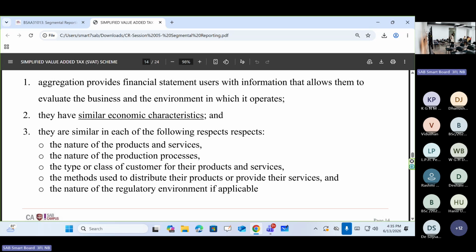Make a test following exam making. What are the aggregation criteria? In the segmental information question, once you have the main case study type question, they can ask: Mr. Silva is confused about the aggregation criteria. Can you advise him? That can be tested. If you have that type of question, you need to comply with these things.